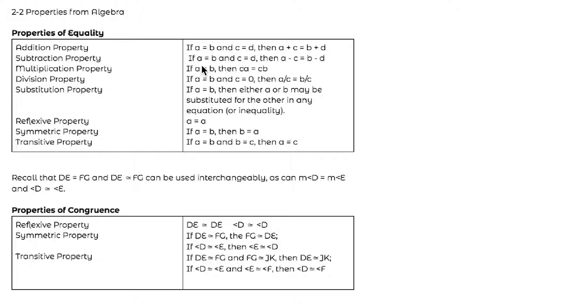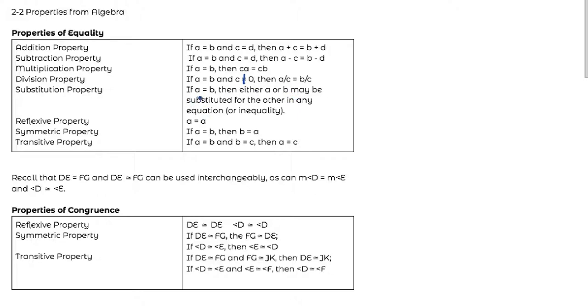We'll also be using the subtraction property that you can subtract. It's the same as the addition one, only instead of saying A plus C, we're going to say A minus C equals B minus D. The multiplication property is you can multiply both sides by the same number and it stays the same. The division property of equality says that you can divide both sides by the same number, as long as C cannot equal 0. Then A divided by C equals B divided by C.